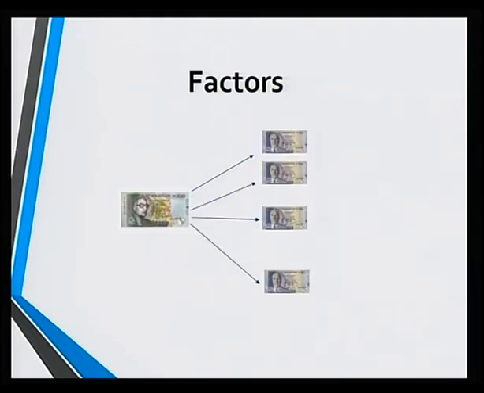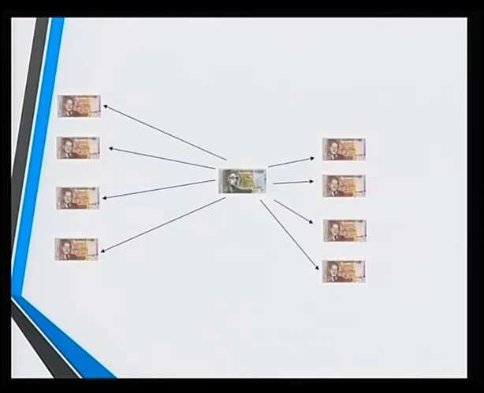Similarly, you could have asked for 4 50 rupee notes. This means that 4 and 50 are factors of 200. So we can see that these are some illustrations of factors. I could even have asked for 8 25 rupee notes. So 8 and 25 are factors of 200.